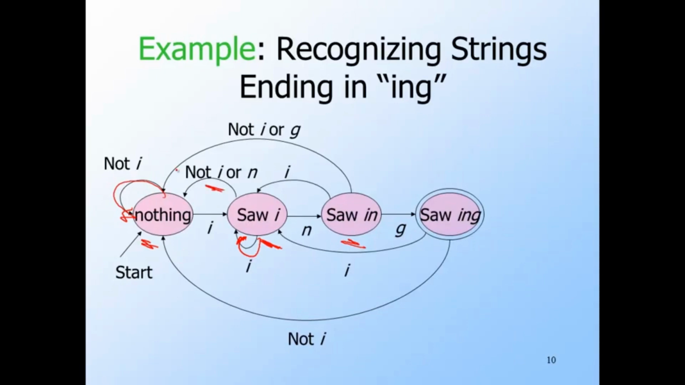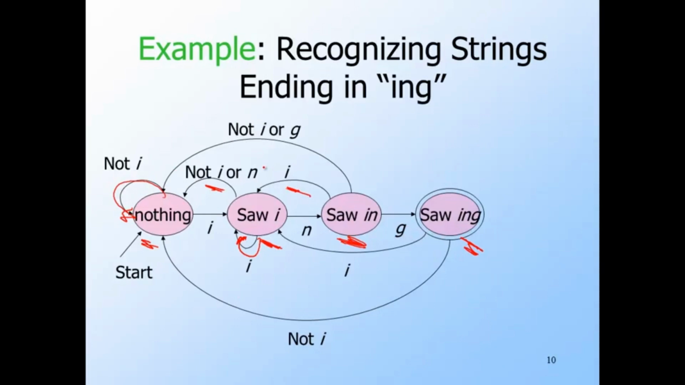In state saw in, if we next see a G, then we win. We have just seen ing as the last three symbols, so we go to the accepting state saw ing. On the other hand, if from state saw in we next see an I, then the pattern in is broken, but a new pattern beginning with I has started, so we go into the saw I state.